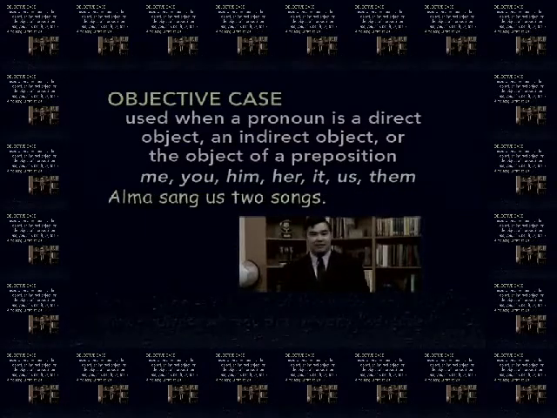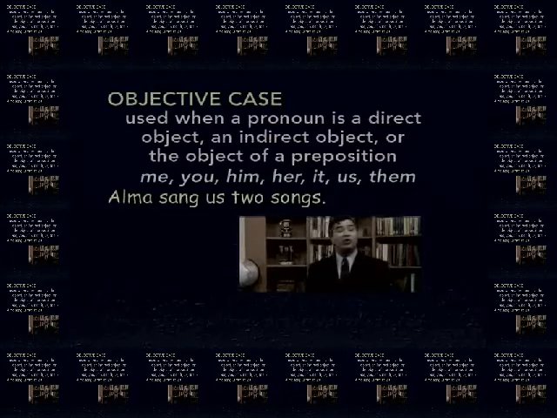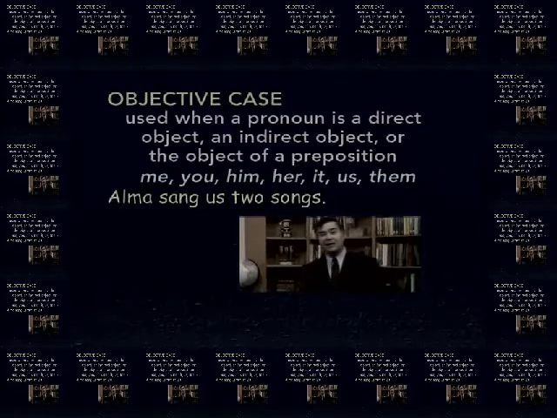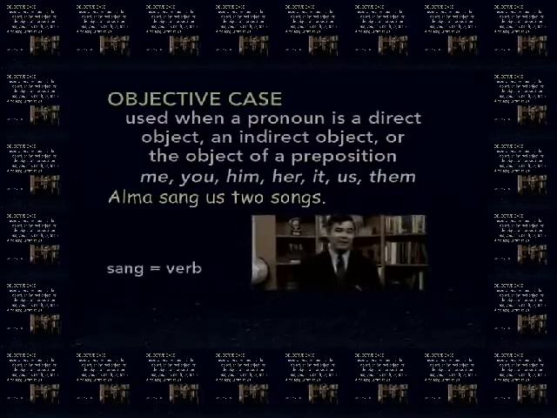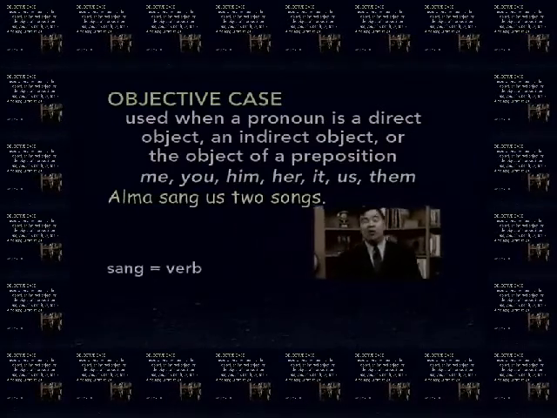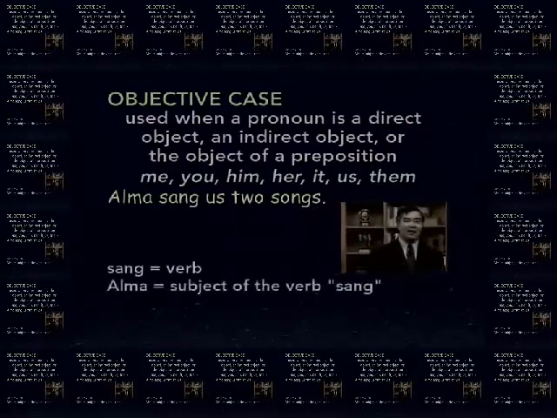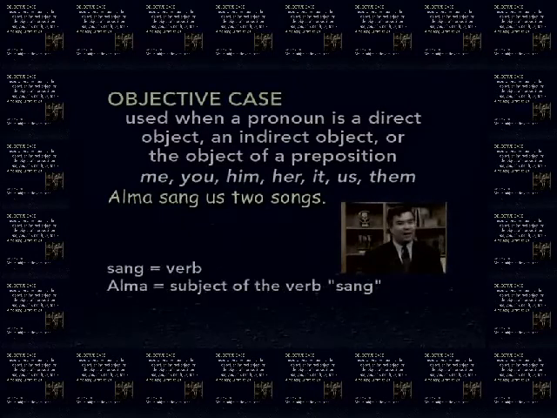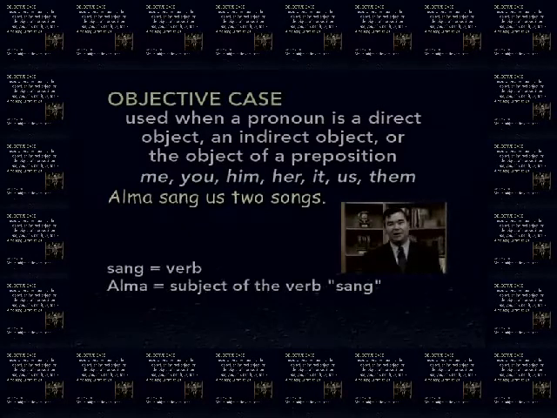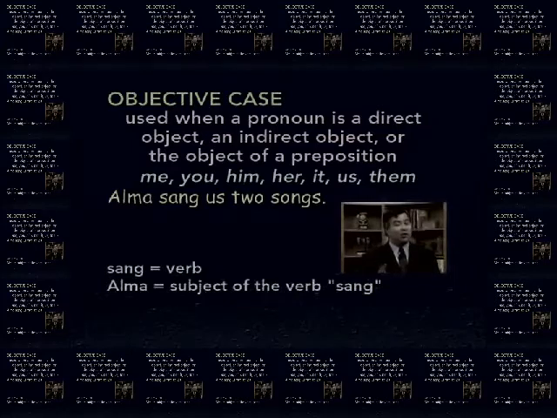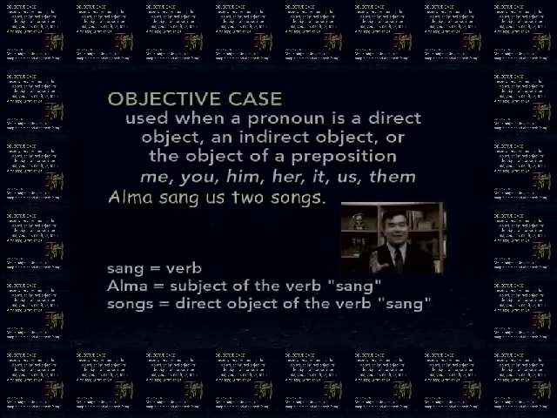Look at this example. Alma sang us 2 songs. What's the verb in this sentence? The verb is sang. What's the subject of the verb? Who or what did the singing? Alma. Now, what's the direct object of the verb? That is, what did Alma sing? She sang 2 songs. So songs is the direct object of the verb sang.